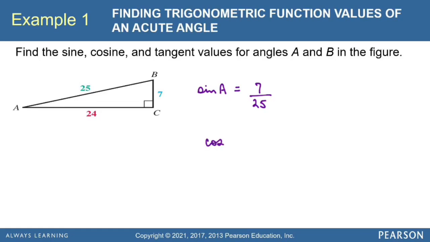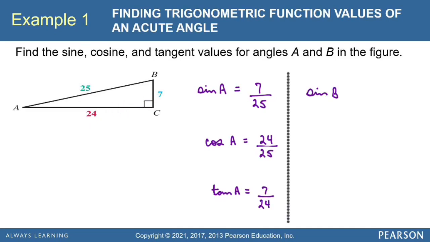And then the cosine of angle A would be adjacent over hypotenuse. So coming from angle A, the side adjacent would be the 24, and then the hypotenuse is 25. So that would be 24 over 25. And then for the tangent of angle A, we know that's opposite over adjacent. So that's going to be 7 over 24.